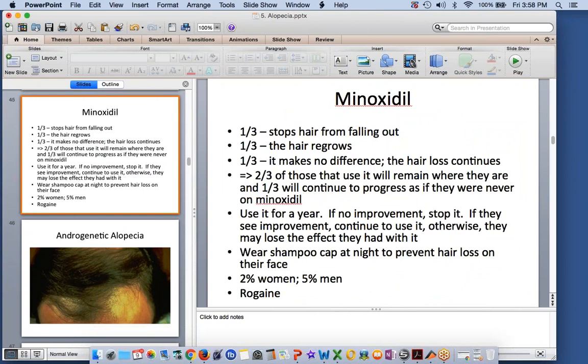So in a male, one could try to stop this falling out by using topical minoxidil. A third of the time, it stops hair from falling out. A third of the time, the hair regrows. And a third of the time, it makes no difference. So it's a really mixed picture.